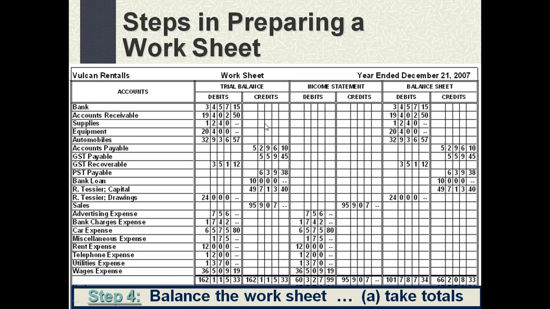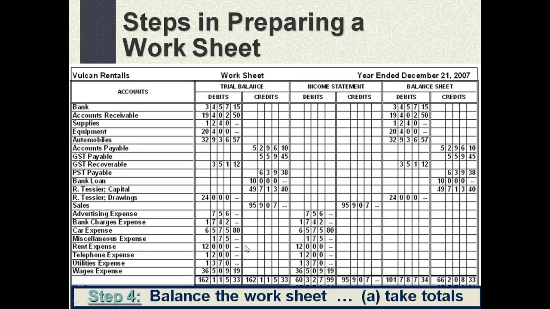Our debits must be equivalent to our credits like normal for every single sheet. So we must total up every single column. For the trial balance, we must total up the debit column and the credit column. For the income statement, we must do the DRs and the CRs. And for the balance sheet, we must total up the debit columns and the credit columns as well. And at the bottom, we must write down what the totals of every single column is.